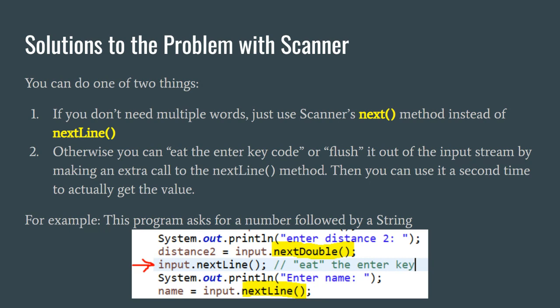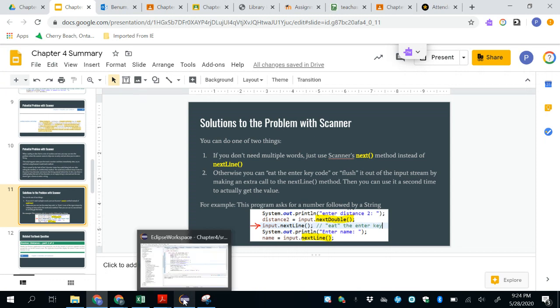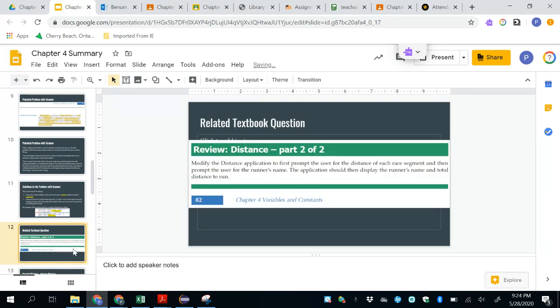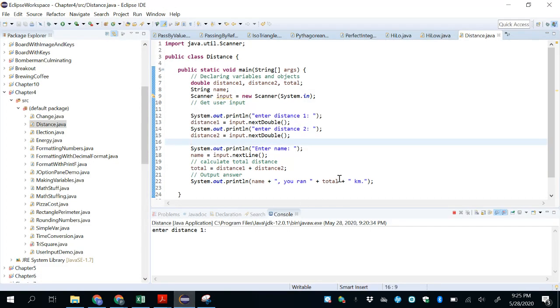So we can take a look at a code example here in Eclipse. By the way, this is a problem from the book that you might encounter in the review activities. It's just the first time you'll see this problem happen. They ask you for the distance of race segments. You've got to add them together, and then you have to get the user's name. So it's getting numbers and then flipping over to a name. If you get the full name, you'll run into this problem.